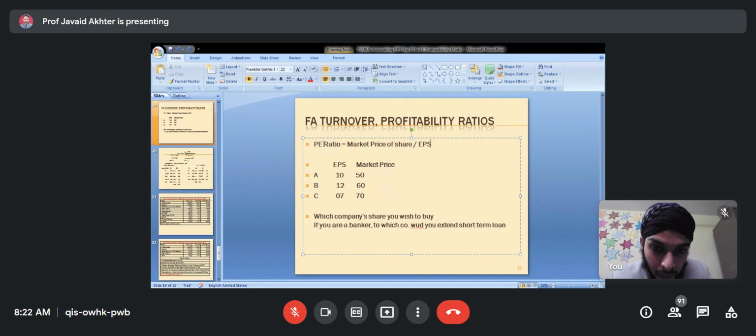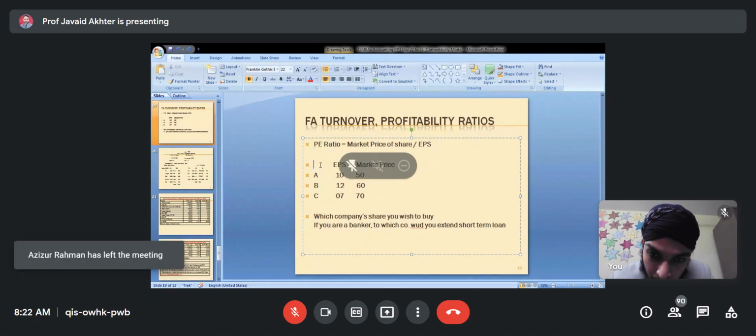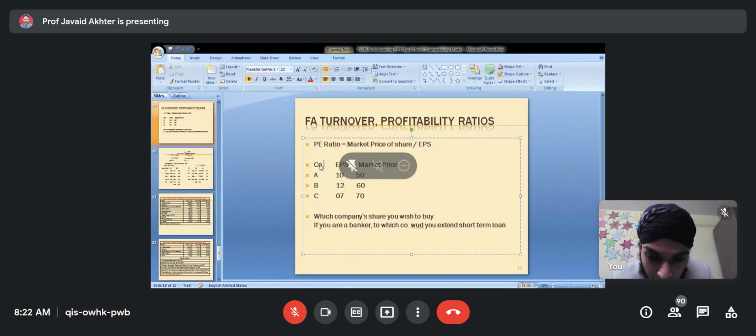Now, out of these three companies, A, B, and C, the data is given before you. Which one do you think is better? So A and B both are the same. C, because C and A, B. Both are the same, sir. So both A and B are getting a 5% price earning ratio. Okay. Any other?